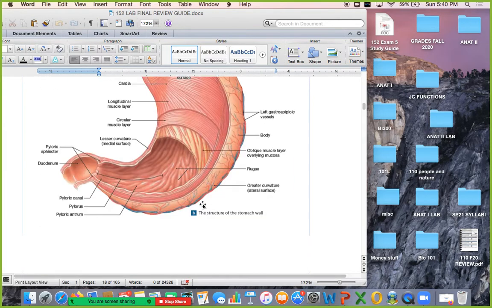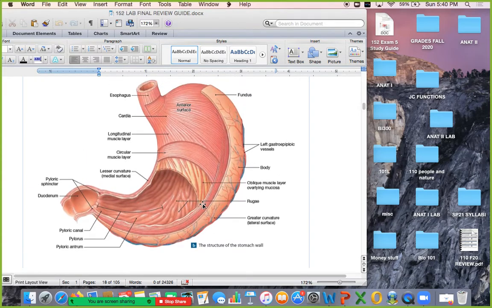So this is the stomach. This is where I told you we got that extra layer of muscles. So some of the things that we have in all layers, right? We're going to have the serosa and the mucosa layers, etc. But here we have extra muscularis layers. So here we're going to have the circular muscle layer, the longitudinal muscle layer, and then also an oblique muscle layer, which is going to overlie that mucosal layer.